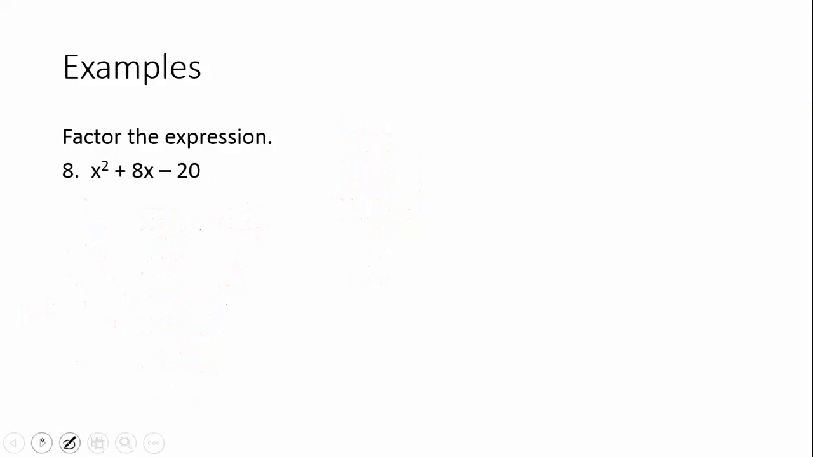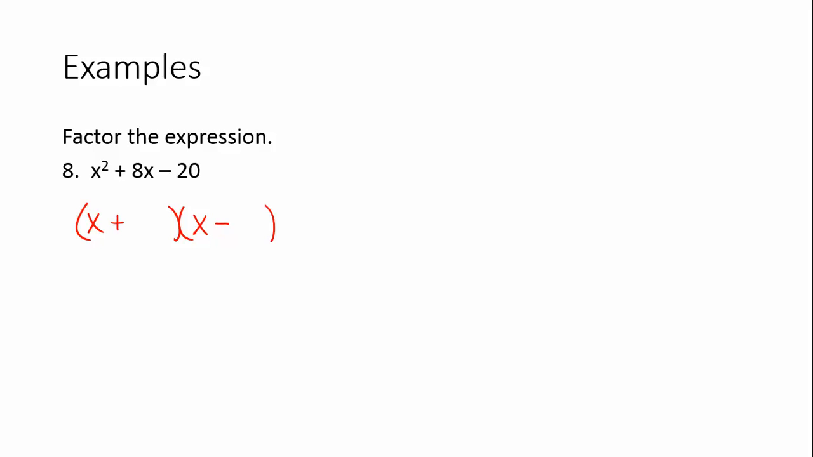So again, we want to split this up. Two binomials, x in the front and x in the front. And I want a positive and a negative. I'm not sure if they're in the right spot just yet, but we're going to go ahead and find our factors first and then check if they're in the correct spot.